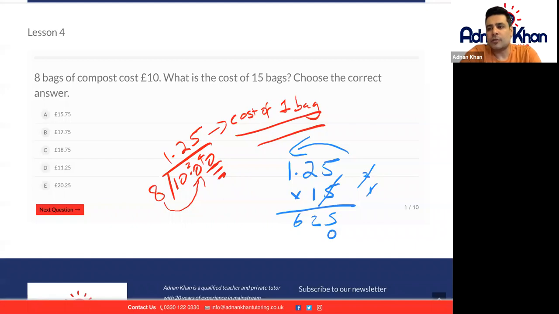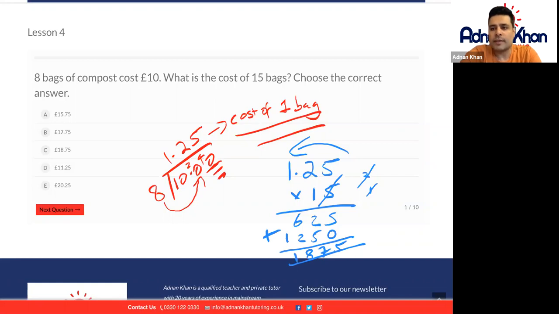And now let's do it from right to left. So 1 times 5 is 5. 1 times 2 is 2, and 1 times 1 is 1. Let's add up these answers down here. So 5 add 0 is 5. 5 add 2 is 7. 6 add 2 is 8. And 1 goes at the bottom.